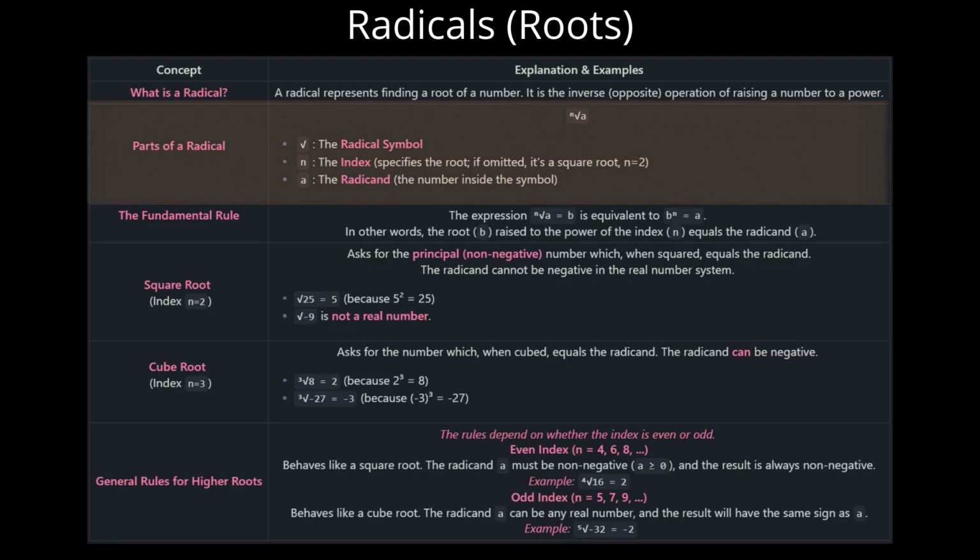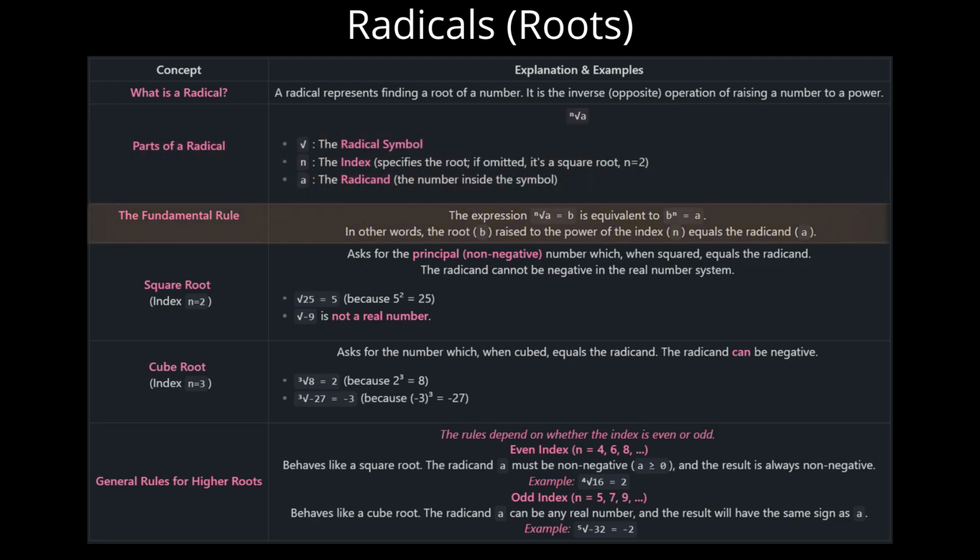When you see this notation, the nth root of a, you're looking at three key pieces. The checkmark symbol itself is the radical symbol. The small number n tucked into the corner is the index. This is very important. It tells us which root to find. If you don't see an index, it's always a square root, meaning the index is 2. And the number a inside the symbol is the radicand.